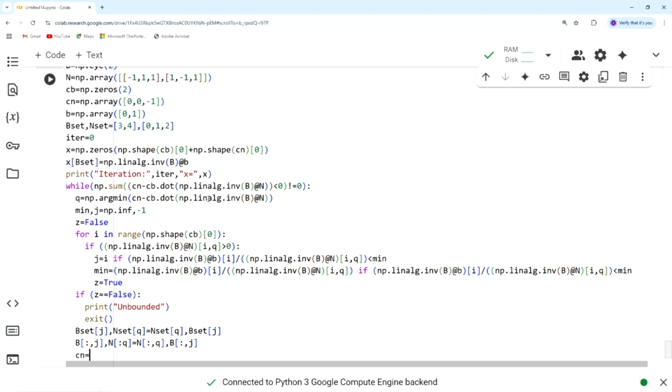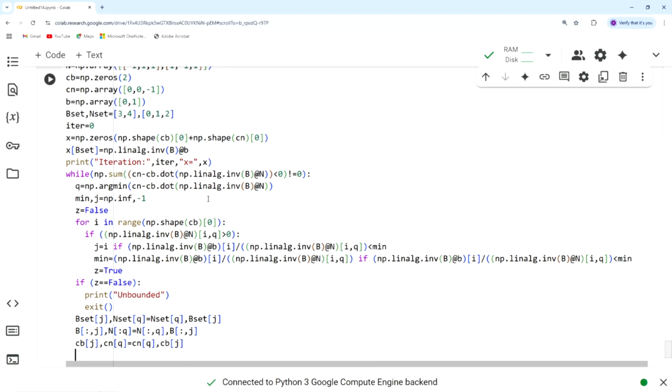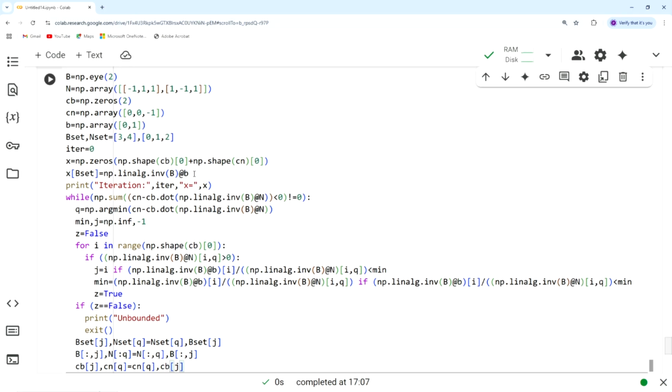So, Cn will be Cn of q, or I will write it as Cb because that is how I have been consistently writing. So, Cb of j, Cn of q equals Cn of q and Cb of j. Okay. Fine. So, that is another exchange that I had to write. Other than this I also would like to change certain other values. So, exchanged Cb and Cn, right.